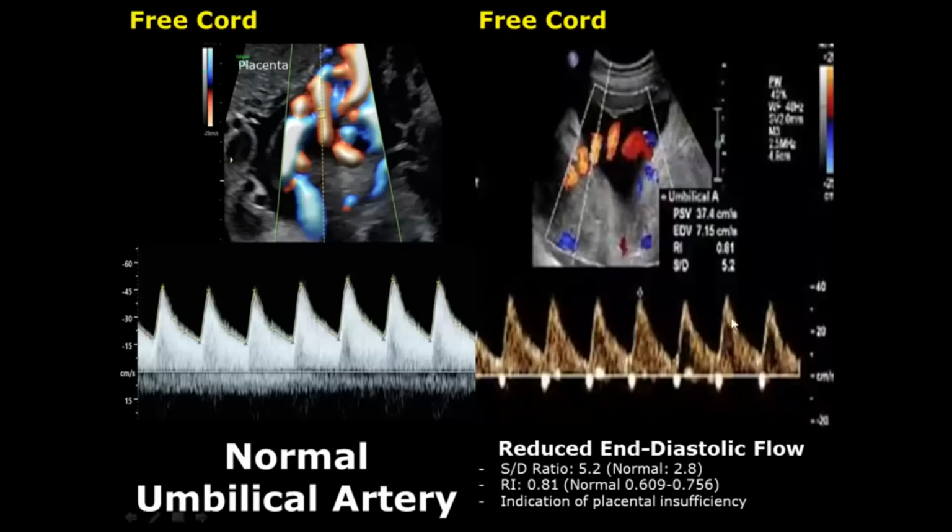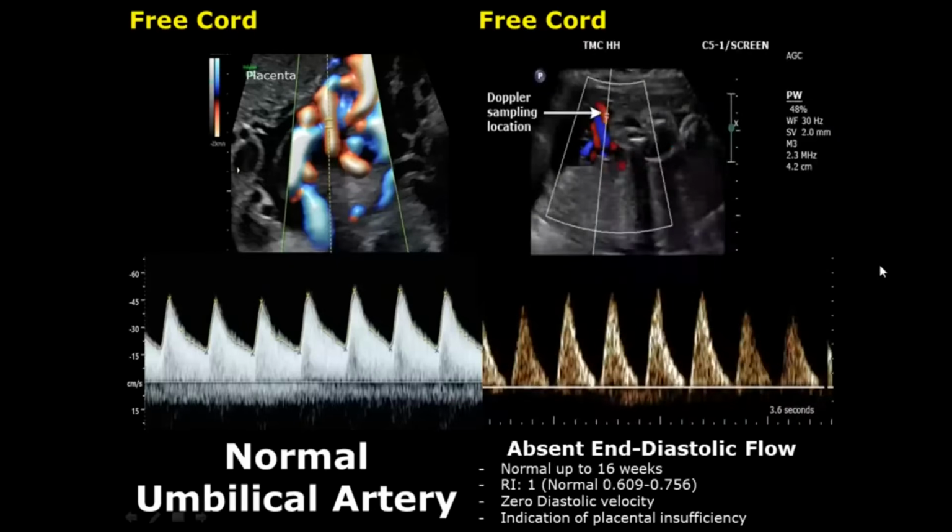Here we have another example of reduced end diastolic flow. The S/D ratio is 5.3 and the resistive index is 0.81. In absent end diastolic flow, the EDV is 0. You can see the difference in EDV.